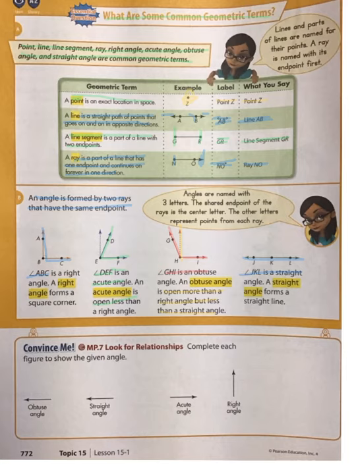Now, let's go to the convince me part. It says complete each figure to show the given angle. So if this was going to be obtuse, we just have to complete the drawing. An obtuse angle is opened greater than 90 degrees, so I'm just going to draw a line that goes greater than 90 degrees and put a little arrow on it.